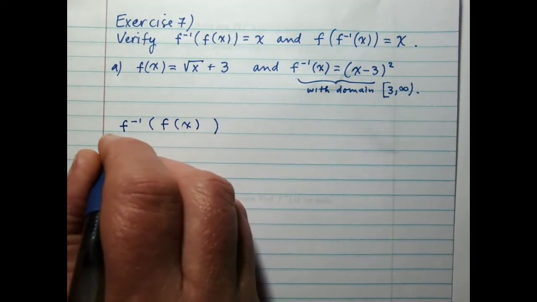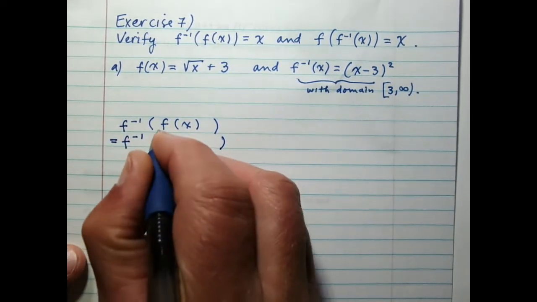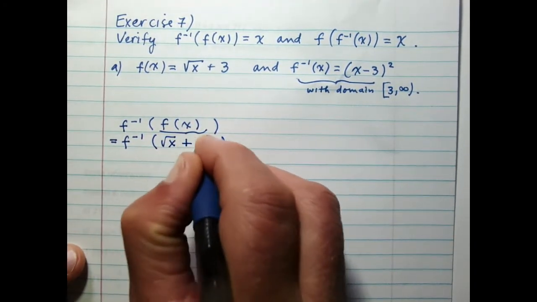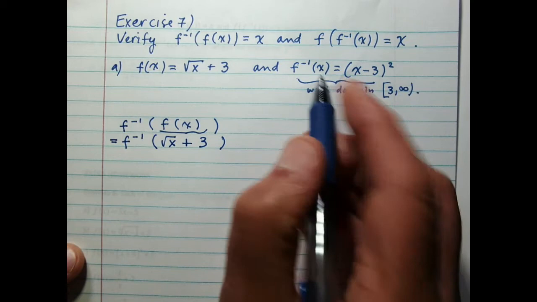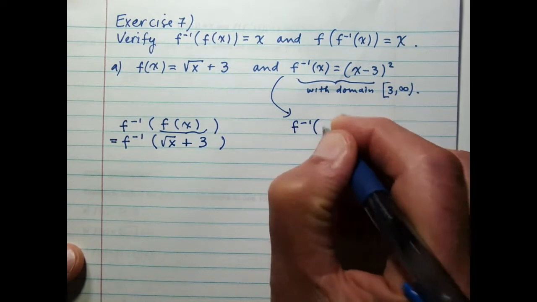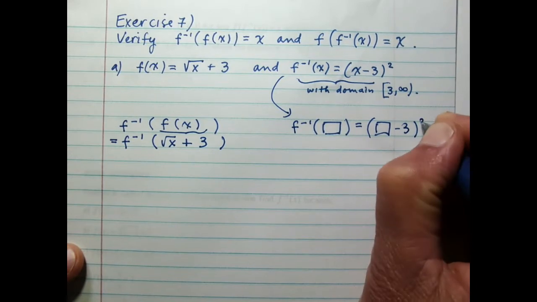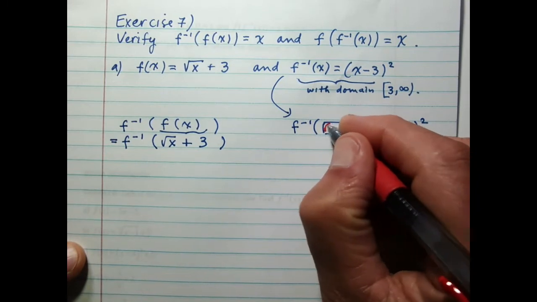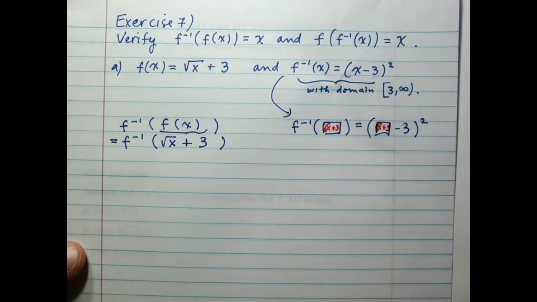So now this takes us back to composition. We're going to replace f of x with its expression, which is square root of x plus 3. And then I want to apply the inverse function to what I have here. So if I said f inverse of the box, that would be box minus 3 squared. What we happen to have in the box is square root of x plus 3.